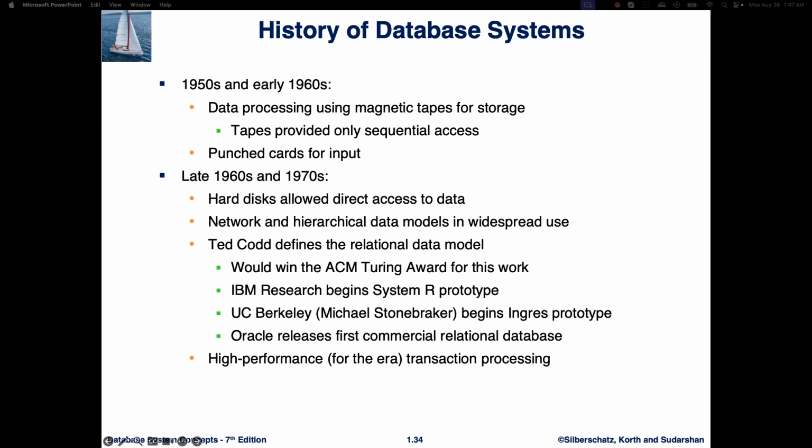System R and Ingres prototypes. IBM System R: IBM Research started developing the System R prototype, which implemented the relational model and laid the groundwork for SQL. And Ingres at UC Berkeley: Michael Stonebraker led the development of the Ingres prototype, another early implementation of the relational model that would influence many future database systems.